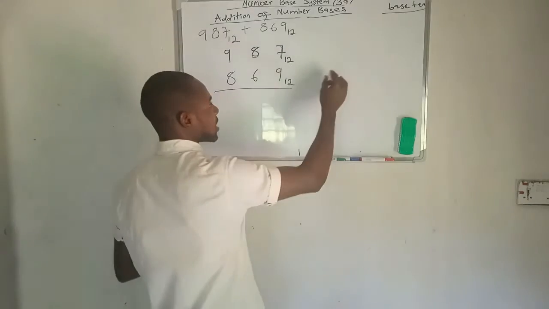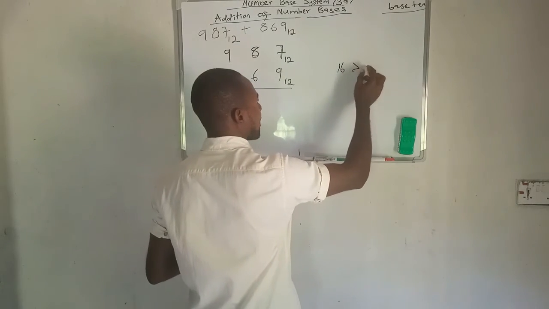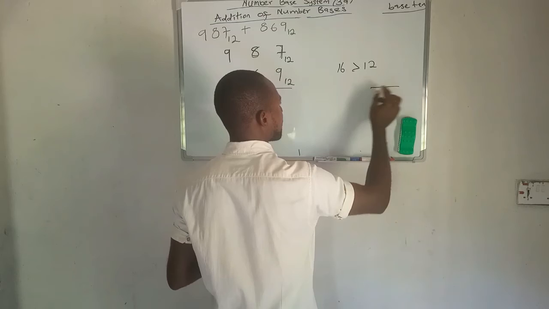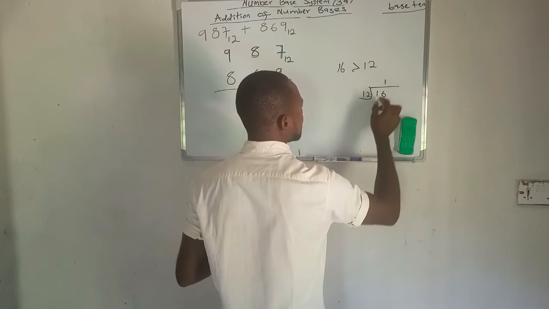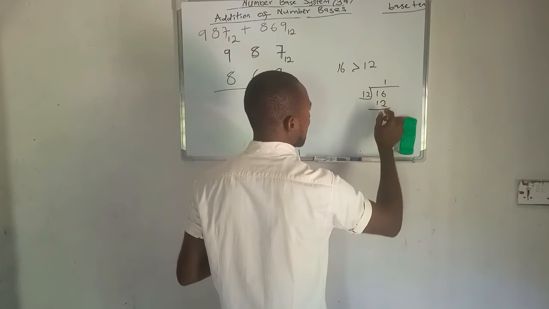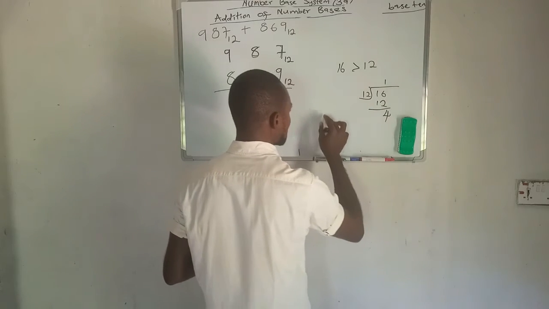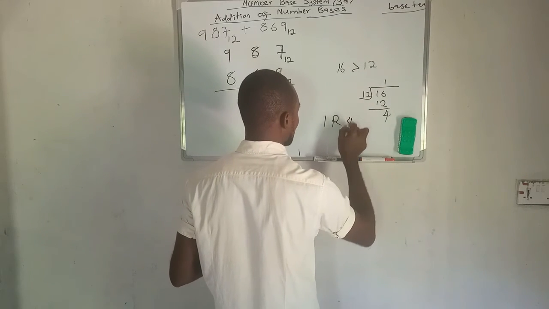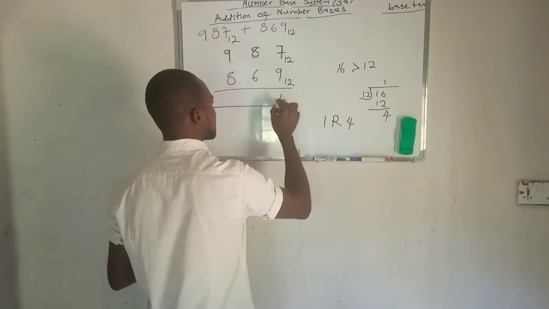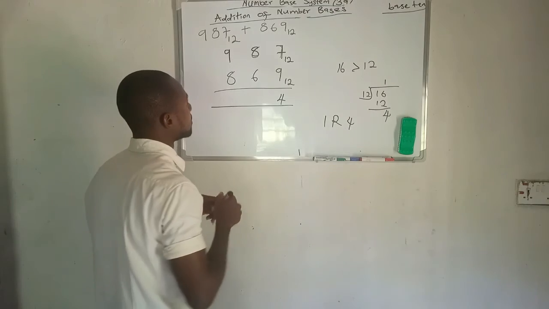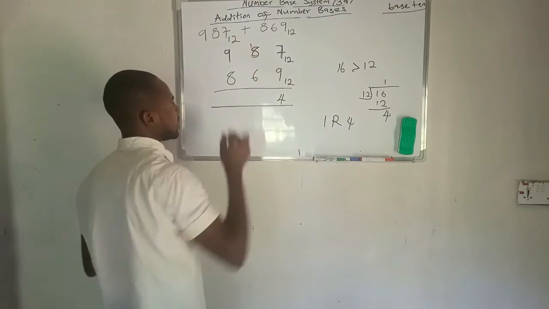So 16 is greater than 12. We'll have to divide this by 12. And when we divide this by 12, we'll have 1 and we'll have 4 here. So this is 1 remainder 4. So we are going to be writing 4 here, and then we'll add 1 to this place.